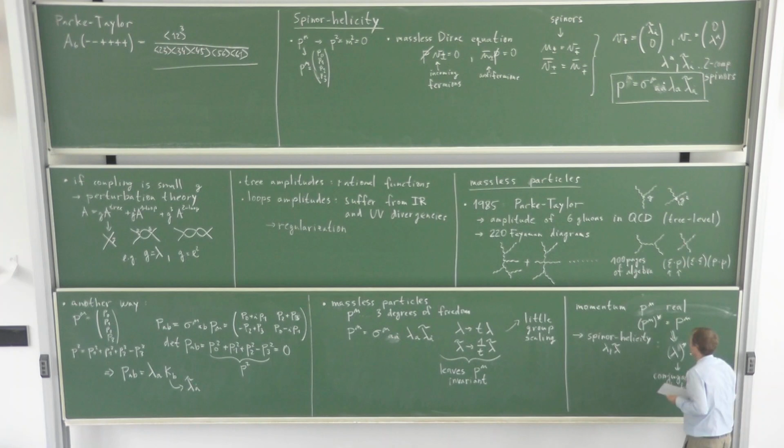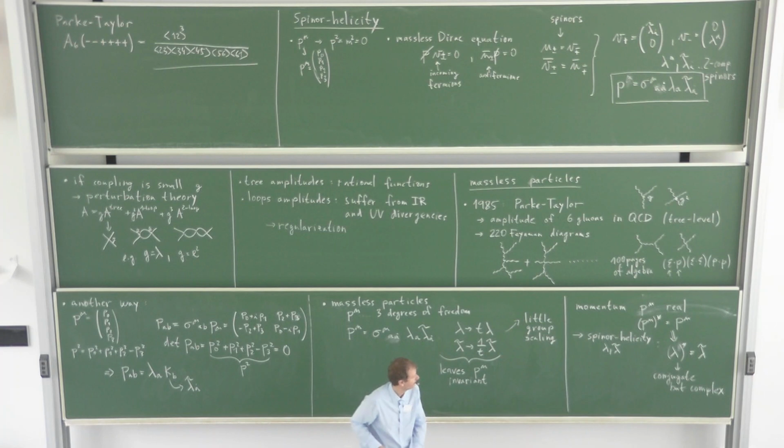In other words, if you would like to build the real momentum from lambda, lambda tilde, you have to satisfy this condition. And then automatically your forward momentum is real.